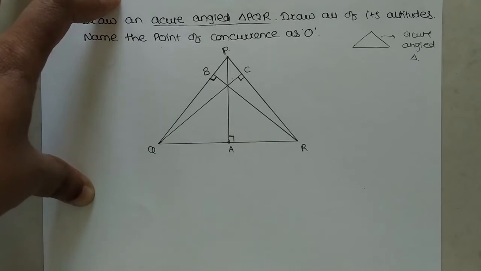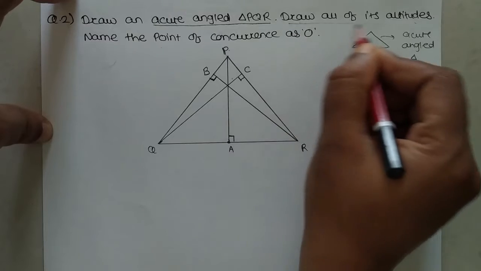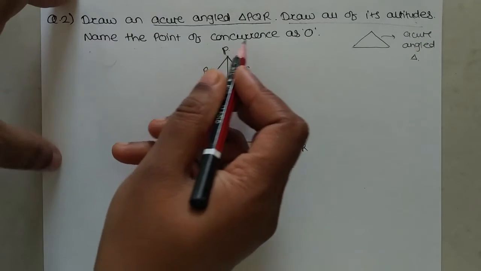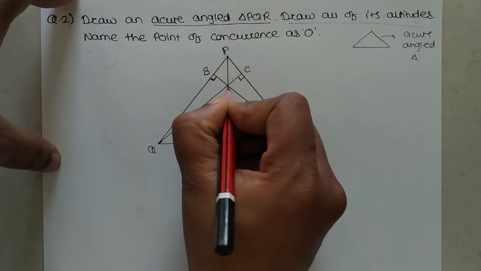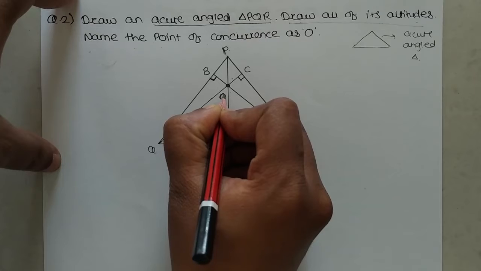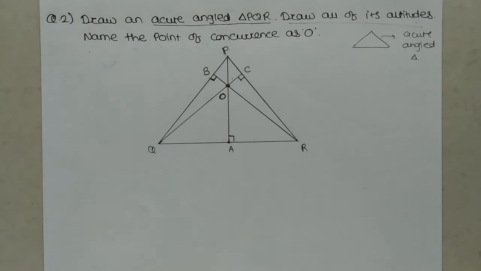Then the next step is what? Draw all of its altitudes. We have to complete this part. Now name the point of concurrence as O. So what is the point of concurrence here? This point, name it as O. Clear? So this is the complete figure, or complete diagram, of your question number 2.